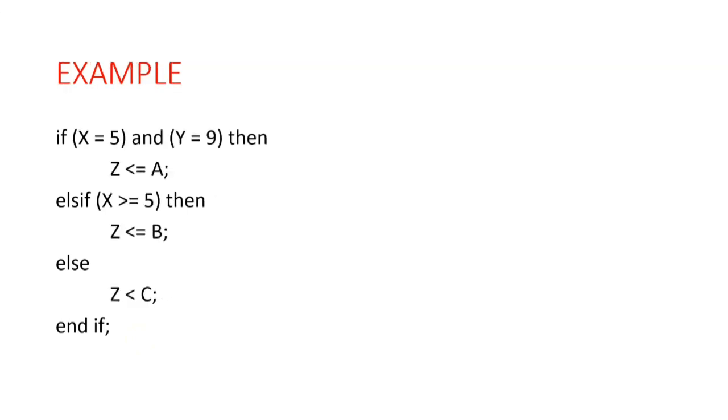Okay. Next, let us see an example. The example is: if x equal to 5 and y equal to 9, then z <= a. This is the assignment operator that we use in VHDL. So z is assigned the value of a, else if x is greater than or equal to 5, then z is assigned the value b, else z is assigned the value c.